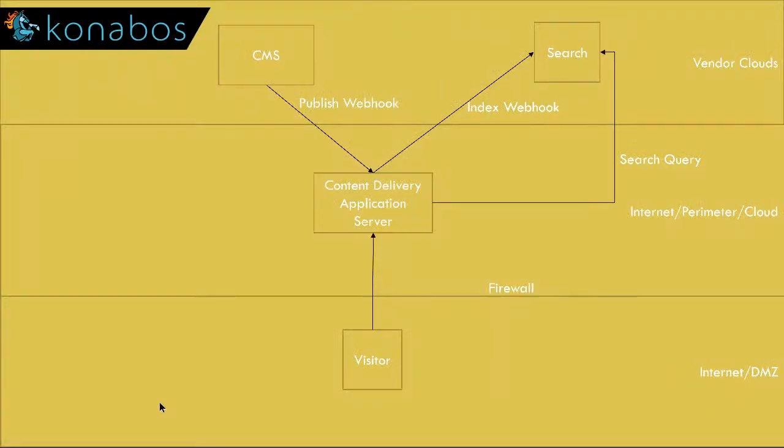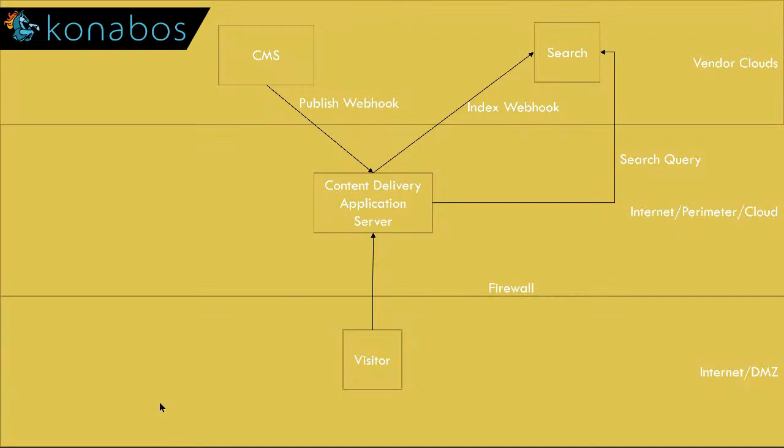So this is kind of what the POC architecture looks like. We've got the CMS at the top. That's both content management and content delivery. When it publishes, it invokes a webhook on the content delivery application server that's running. Well, it should be in the cloud or on the internet or in the perimeter, but for me, it's inside my network. So that's where ngrok comes into play.